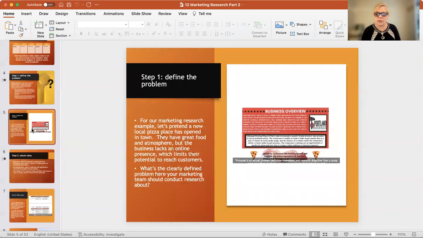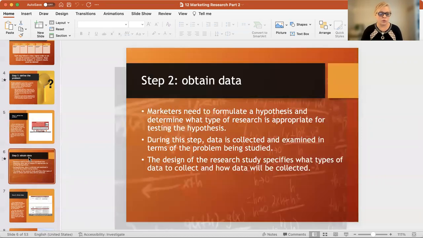So we're going to talk about a concept here, a marketing research example. Let's say we have a local pizza place. They have great food, they have great atmosphere, but it lacks an online presence and it limits potential to reach customers. What's the problem here? What are we trying to do? What are we trying to understand? So we're going to kind of work through that here in a minute.